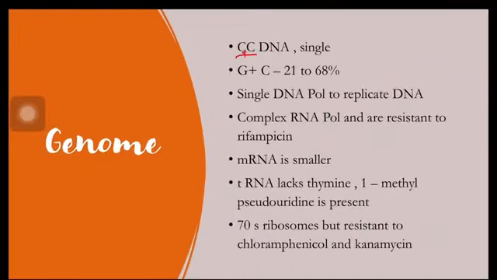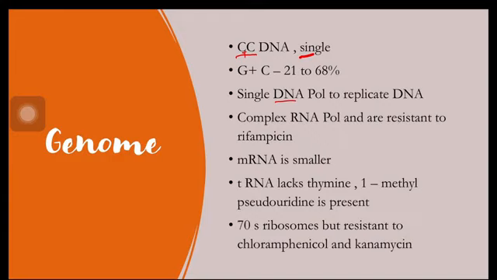Moving to the genome, in archaea the genome is a single, circular, closed DNA with a guanine and cytosine content that ranges from 21 to 68%, and it is smaller than that of Eubacteria. Archaea contain a single DNA polymerase for the replication of DNA, whereas bacteria possess DNA polymerase 1, 2 and DNA polymerase 3, which have different functions in the replication of DNA.